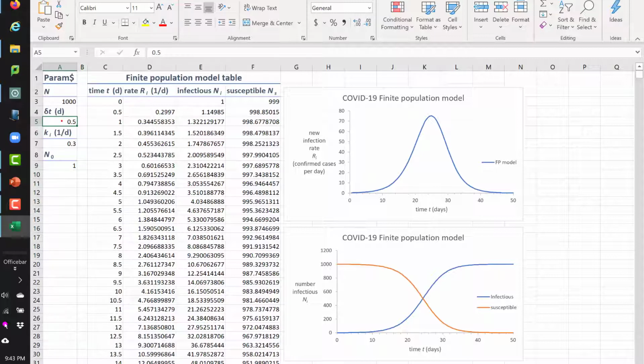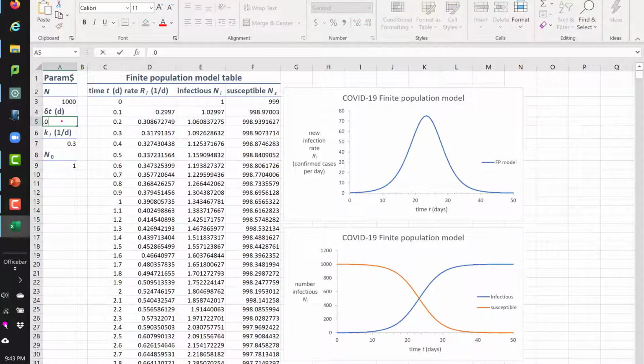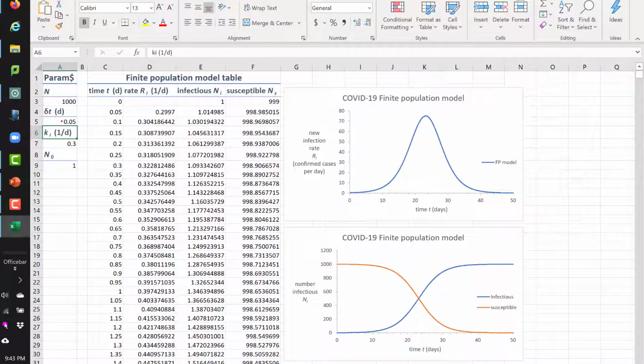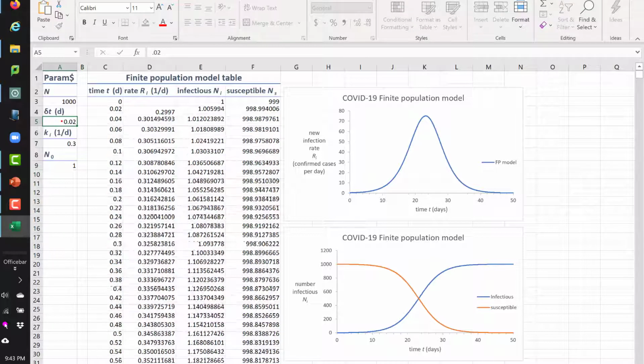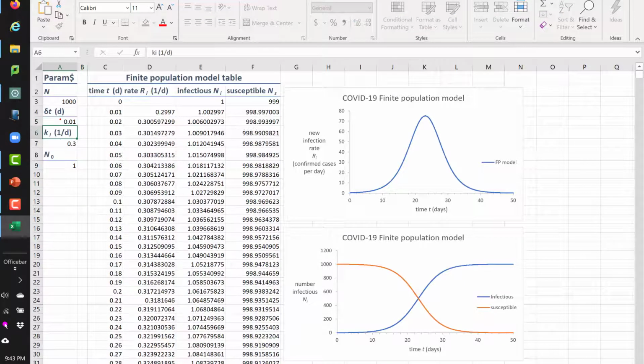We don't really want our model to depend on what the value of the time step is. So let me change it to 0.1. We don't want it to change. Oh, but it did, so that's not good. Let's make it half as big again, 0.05, and you'll see it moved just a smidge. If I make it 0.02, just a tiny fraction, and then if I make it 0.01, basically it stops moving.